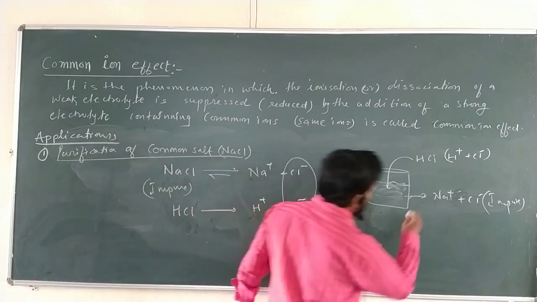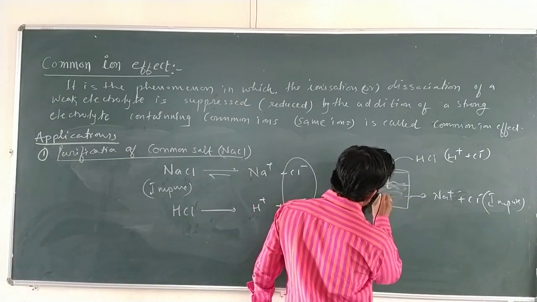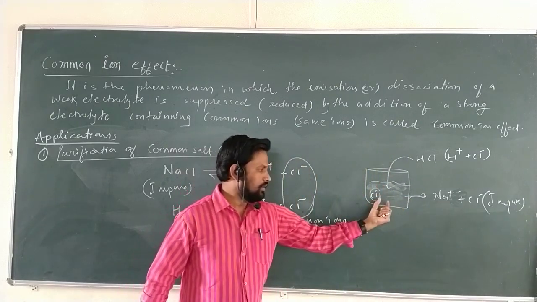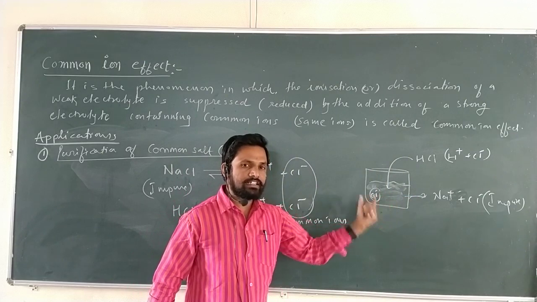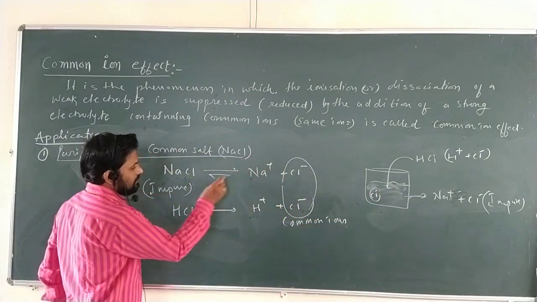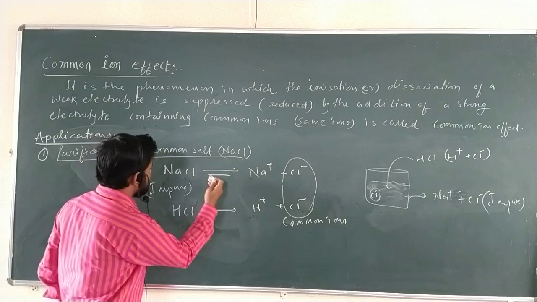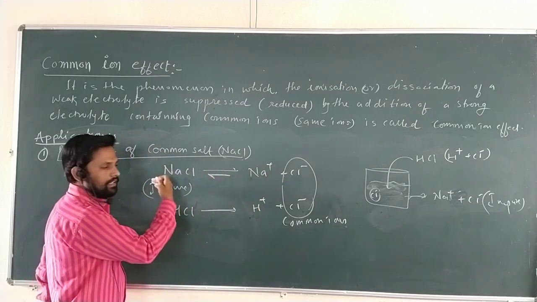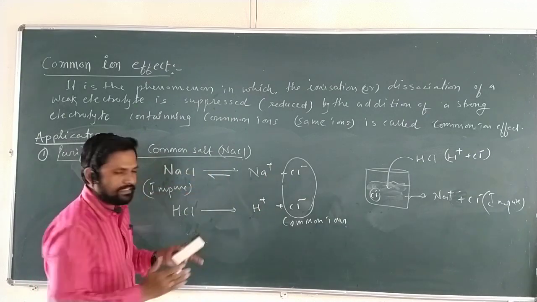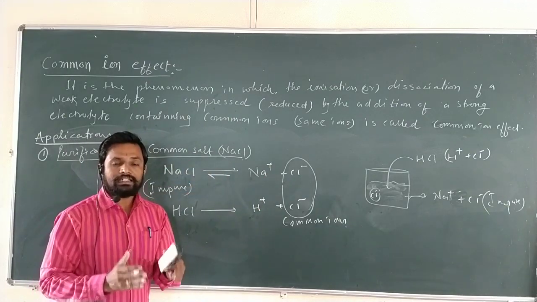Due to the Cl negative, the concentration of Cl negative increases. The concentration of Cl ions increases. Due to the increase in the concentration of Cl ions, the equilibrium is shifted towards the left-hand side, towards NaCl. It means the precipitation of NaCl is obtained in a solid form.